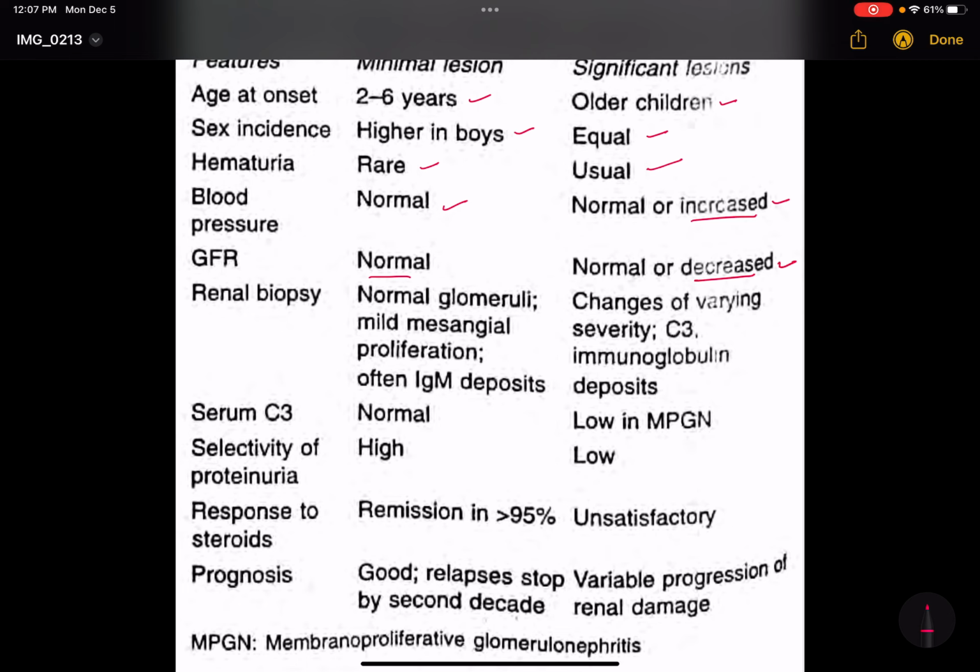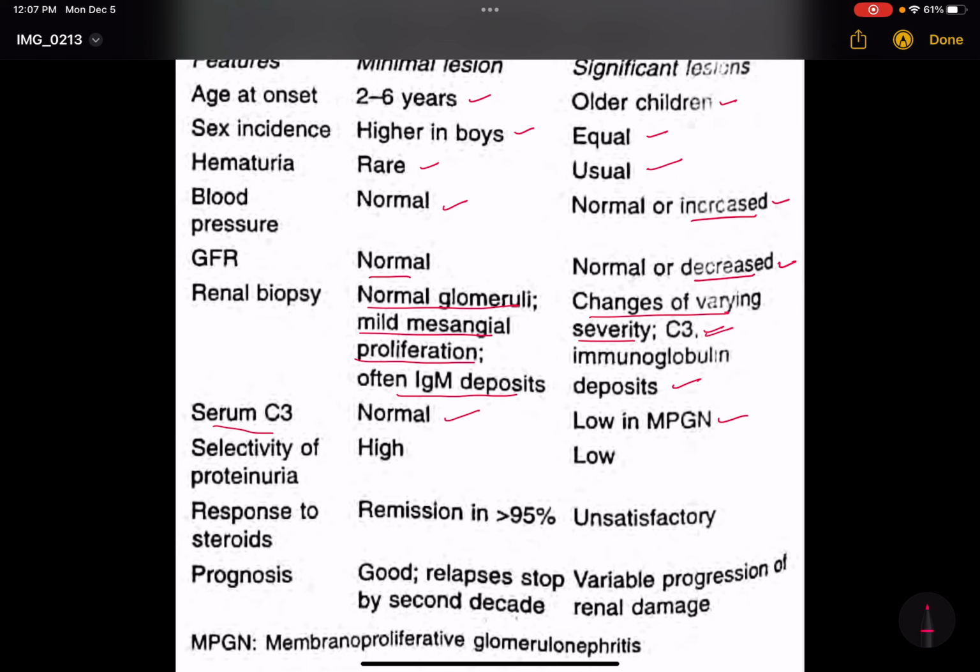Renal biopsy is usually not performed. If performed, then IgM deposits are seen with normal glomeruli and mild mesangial proliferation. In significant lesions, if renal biopsy is done, changes of varying severity are seen. C3 and immunoglobulin deposits are also seen. Serum C3 is normal in minimal and low in significant.